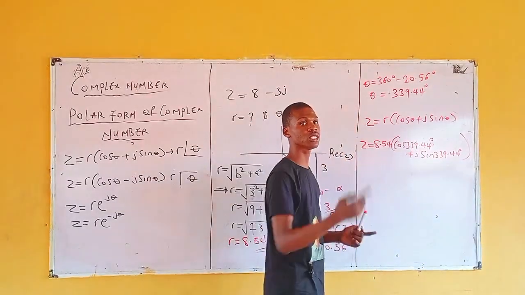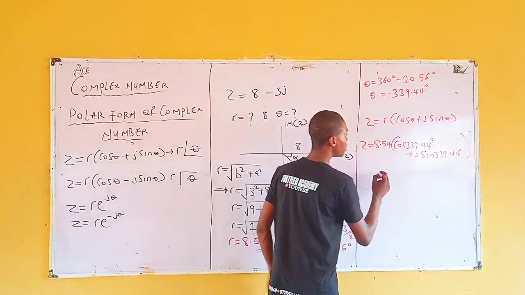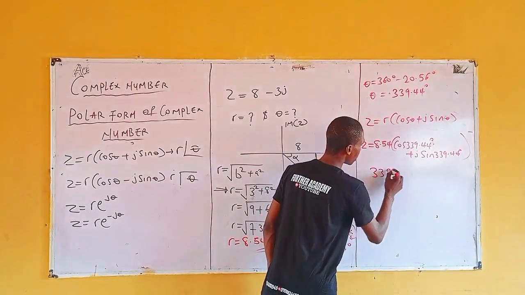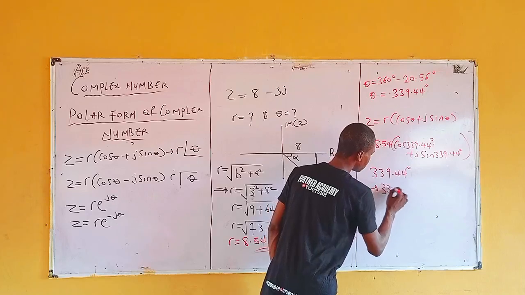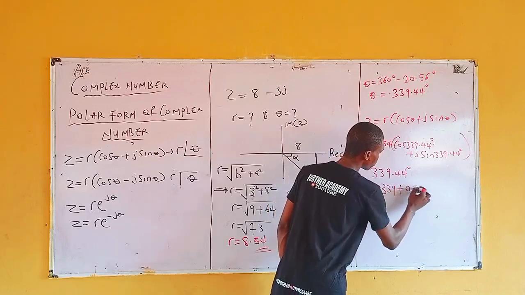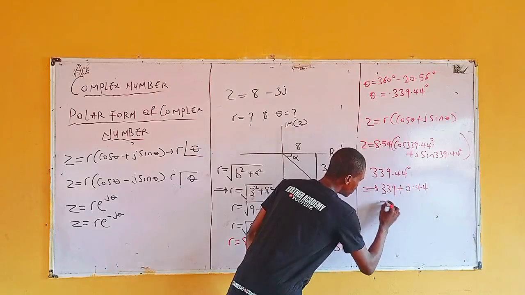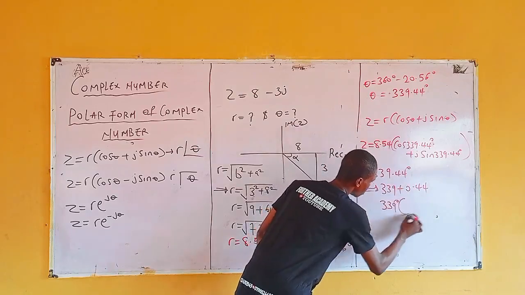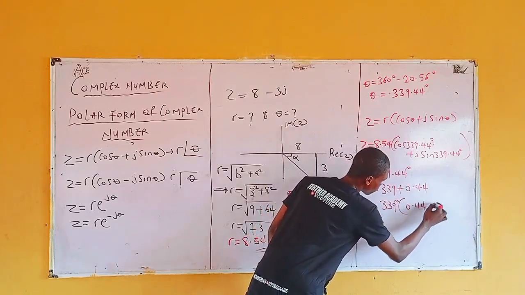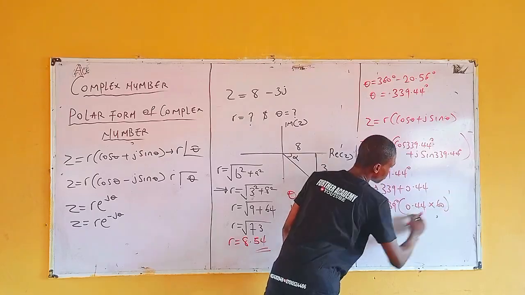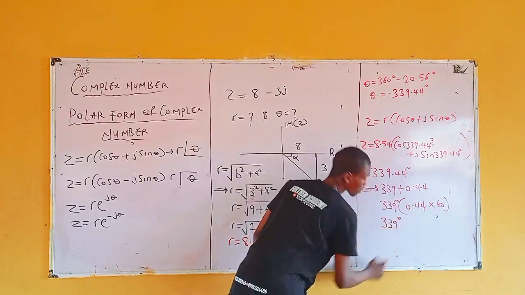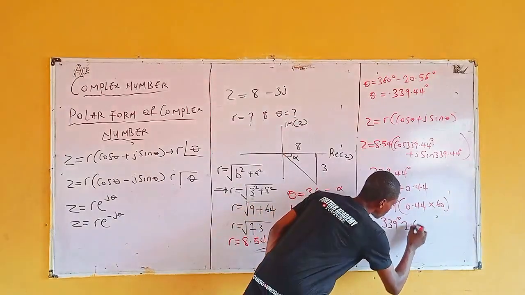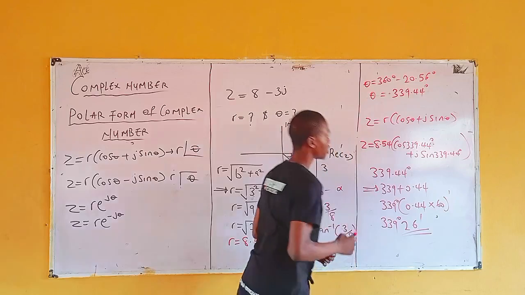Right? Now, your angle is in degrees. Solve your angle to be in degrees and minutes. Meaning from here, 339.44 degrees implies 339 plus 0.44. That is 339 degrees, then 0.44 times 60. Now press this in your calculator. What do you have? So let's say 26 minutes.